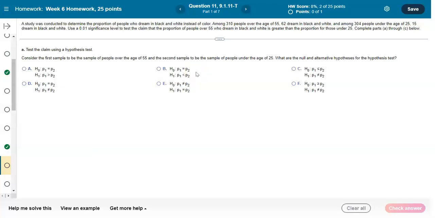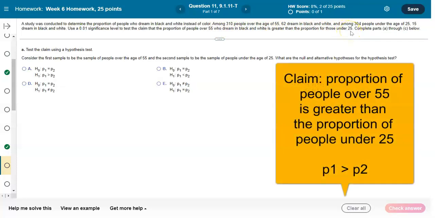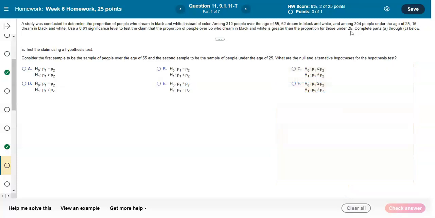So when we're figuring out what our claim is and coming up with our H0 and H1, we have to look for the word claim or something that implies the word claim in our question. So this question said, test the claim that the proportion of people over 55, remember that was P1, who dream in black and white, is greater than the proportion of those under 25. That was P2. So here the claim is that P1 is greater than P2. The proportion over 55, P1, is greater than the proportion of those under 25, P2.